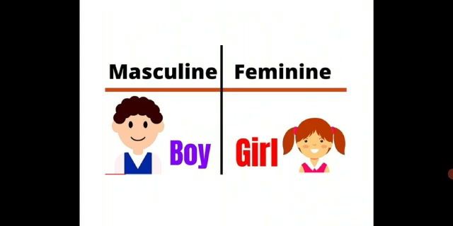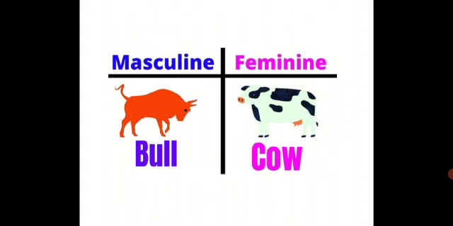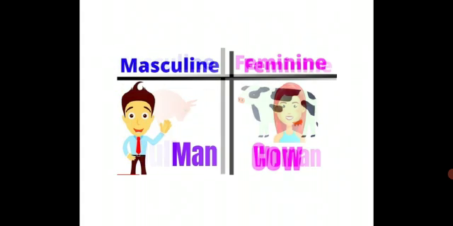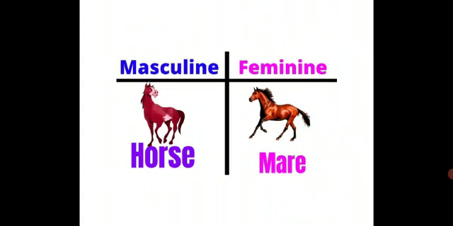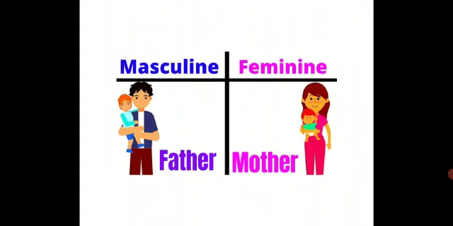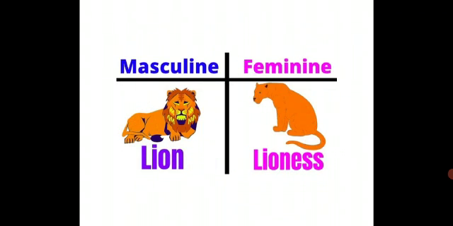Let's see the example. Boy is the example of masculine gender and girl is the example of feminine gender. Boy, girl. Bull, cow. Man, woman. Horse, mare. Father, mother. Lion and lioness.